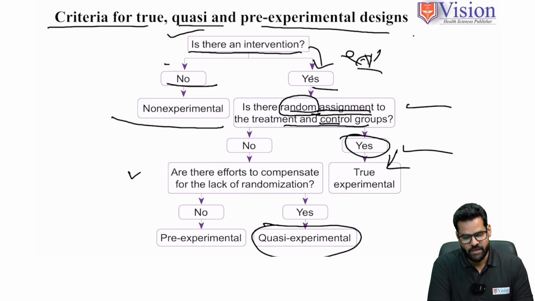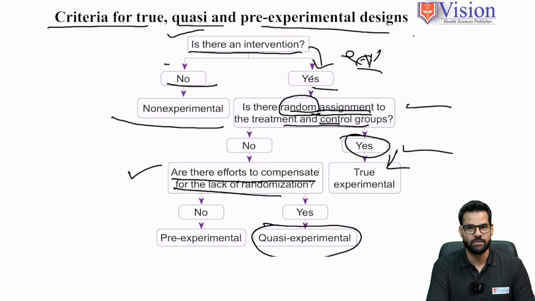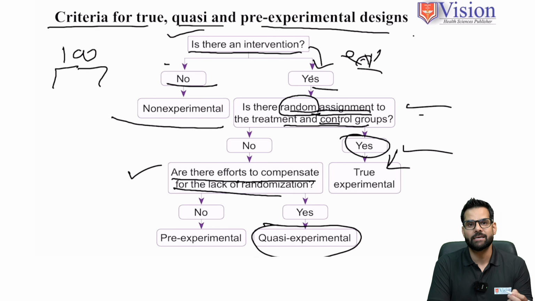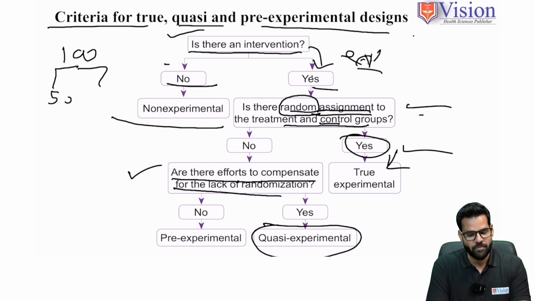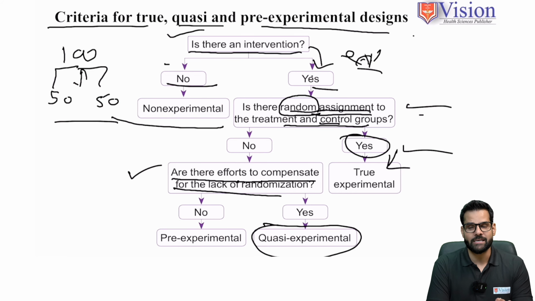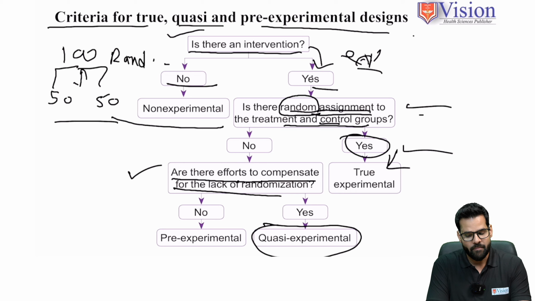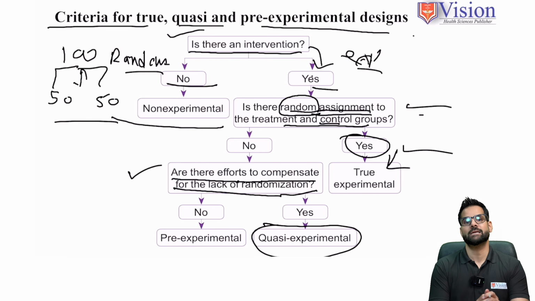As you can see, the question here is, are there efforts to compensate for the lack of randomization? So you have not done randomization, you made two groups. Suppose there are 100 people and you want to divide them into two groups, like 50 and 50. How have you assigned these 100 people into two groups? If it is random, then we call it experimental. If not, then the question is, is there any compensation for that? Yes, there is a compensation.